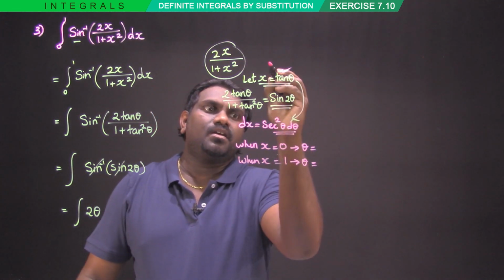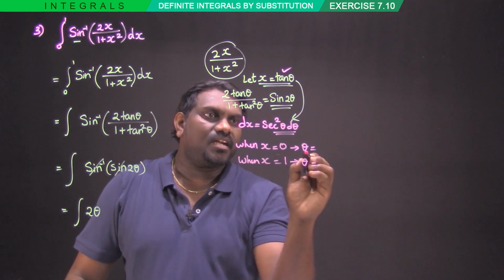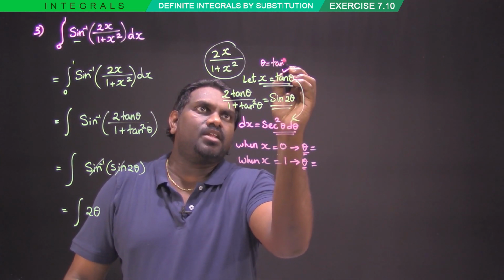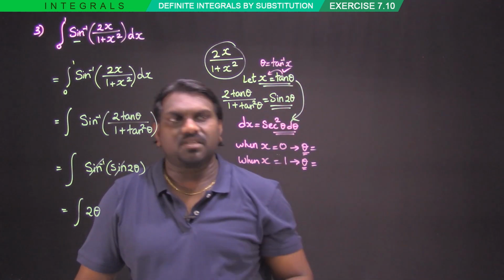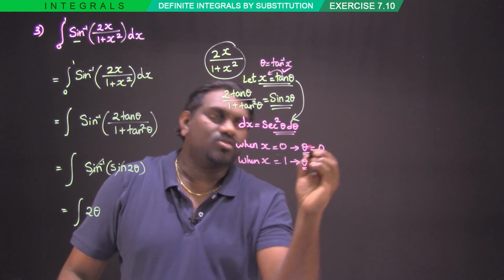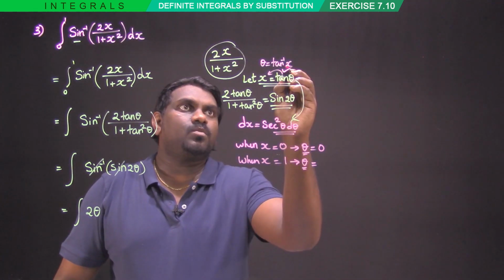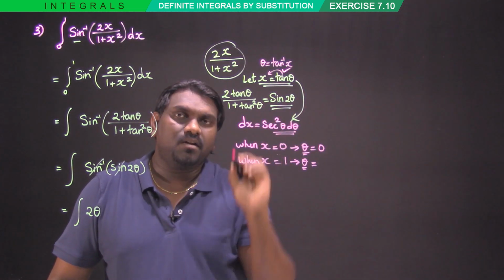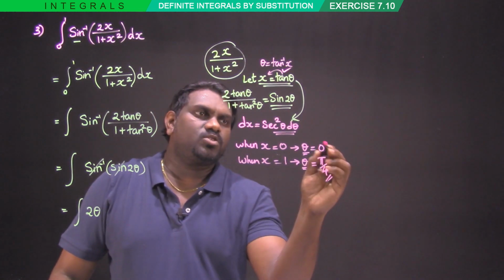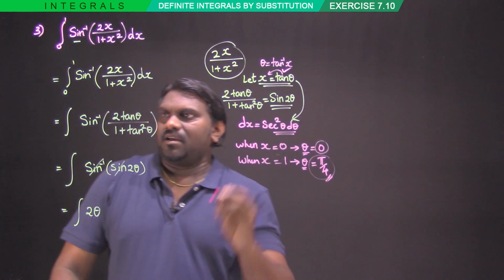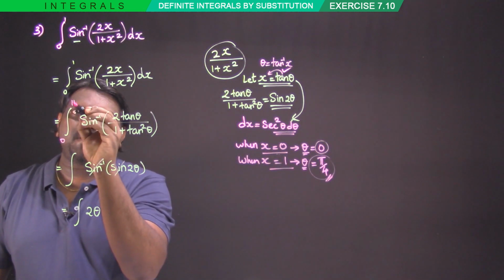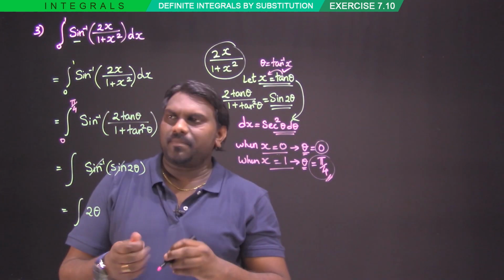How do you find it? From here, x and theta is what I want, right? So theta is equal to tan inverse x, isn't it? Now x is equal to 0, so theta would be 0, because tan inverse 0 is 0. Now tan inverse 1: for which value of tan will you get a 1? It's 45 degrees, it is pi by 4. So these two are the limits you need to keep. This is the lower limit and this is the upper limit, so it will be 0 and pi by 4. So we got the limit.